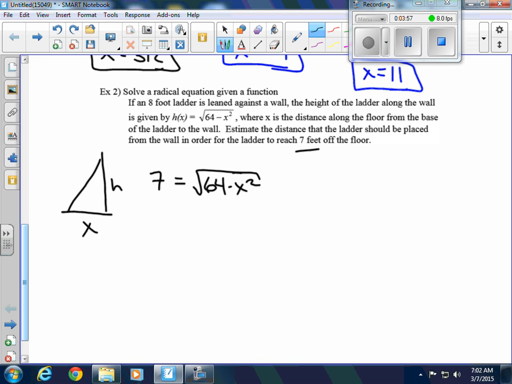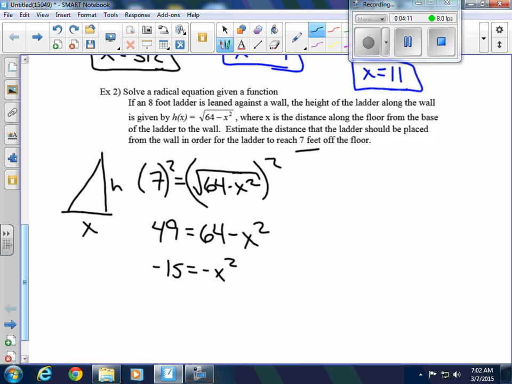So now we just solve it. Square both sides. So we get 49 equals 64 minus x squared. Simplify that. We're going to get negative 15 equals negative x squared. So obviously x squared equals 15. And then we take the square root of both sides. Remember, when you do the square root, you're going to have to get a plus or minus. So x equals, and since this is a real life situation, we're going to get the decimal value of it. So it's 3.87. That's plus or minus.